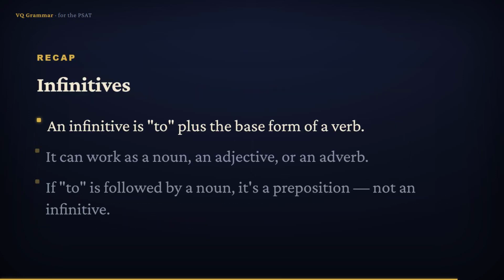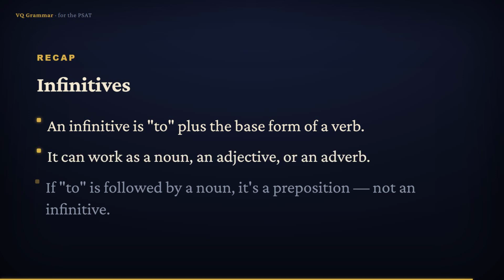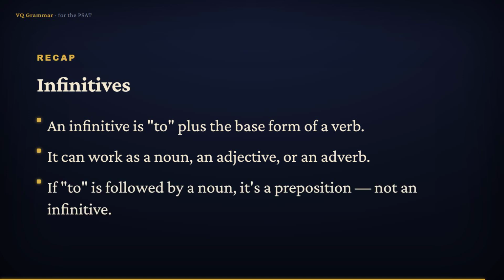Let's wrap up. An infinitive is the word to plus the base form of a verb, like to run or to win. It's a verbal, so it can act as a noun, as an adjective, or as an adverb. And an infinitive phrase carries the whole job as one unit. Just remember the trap. The word to is only part of an infinitive when a verb follows it. When a noun follows to instead, it's a plain preposition. Check the next word every time.